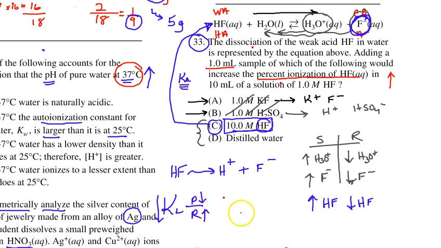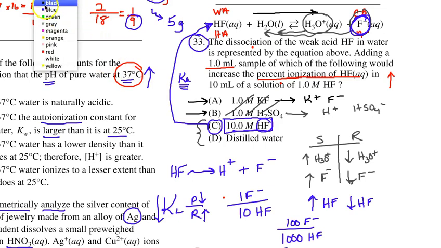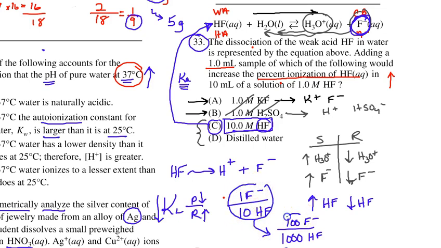Meaning for every, let's say, 10 HF molecules, we produce one F negative, because most of them stay unreacted. So if we added more of the HF, yes, we'll have more of these numbers top and bottom, but the ratio would be the same. Maybe now we have 1,000 HF and only 100 F negatives come off, but that's still the same percentage, 10%. I'm sure it's not even 10%, it's more like 5%. But you can see that wouldn't change much, so that would stay the same, and therefore we wouldn't increase the percent ionization.